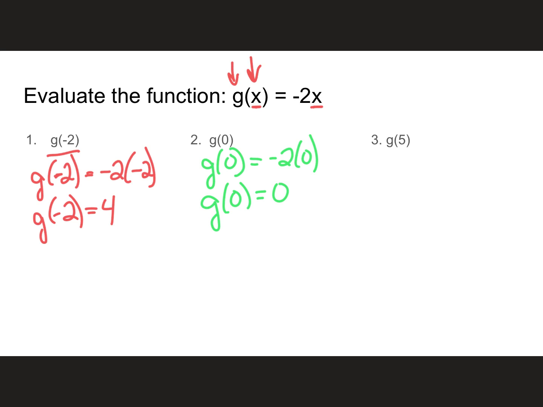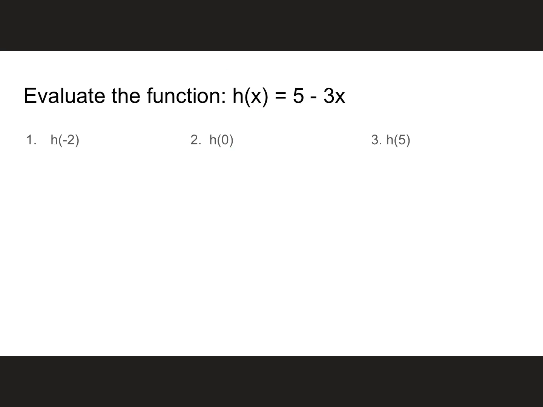Here I have g of 5. So again, I'm just substituting it in for my x. So g of 5 is negative 2 times 5. So g of 5 is simply negative 10. Not too difficult. So let's try this again. Pause the video real quick and see if you can get each of these.